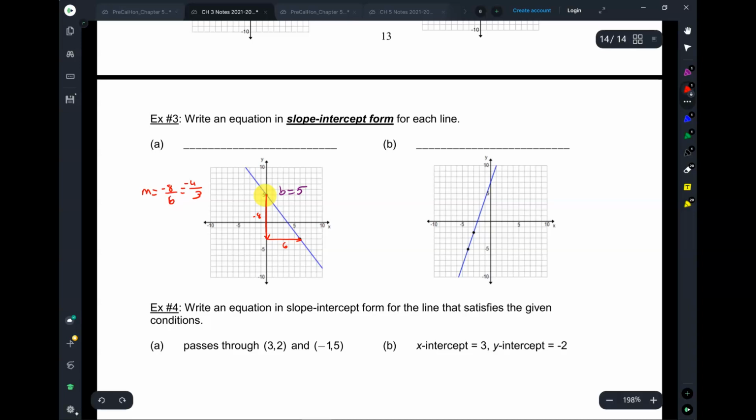Okay. So now m is -4/3 x plus 5. Okay? All right. Next one. What's the y-intercept?